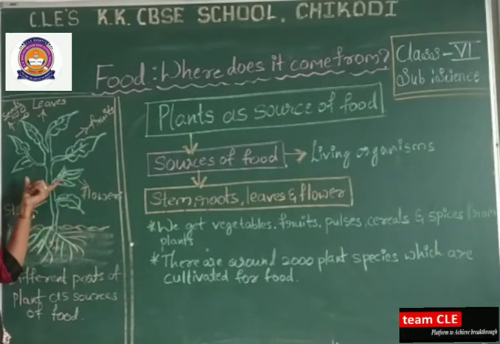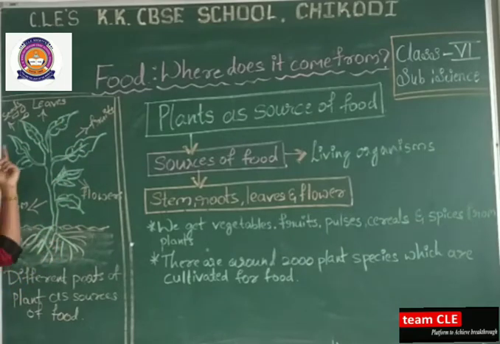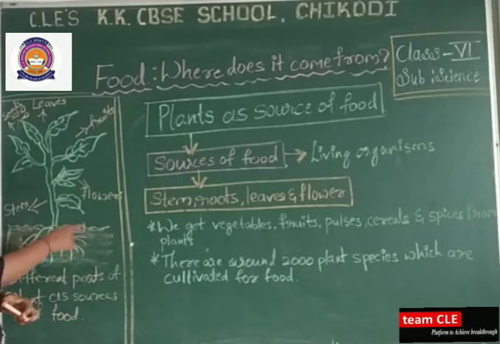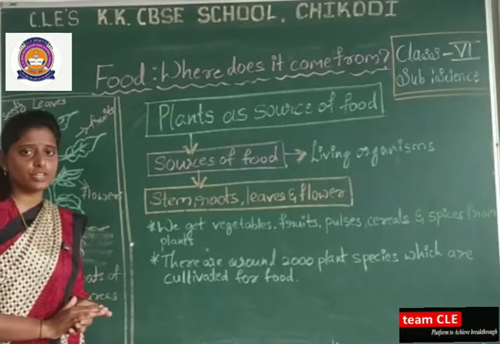Yes, we are getting these from plants only. Then the stem, yes, we are consuming the stem also. Even the root part we are consuming. These are the sources of food. So different parts of a plant serve as sources of food. Then from a plant, what will we get? We will get different parts of a plant as sources of food.